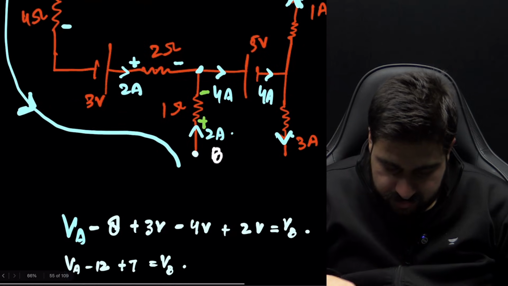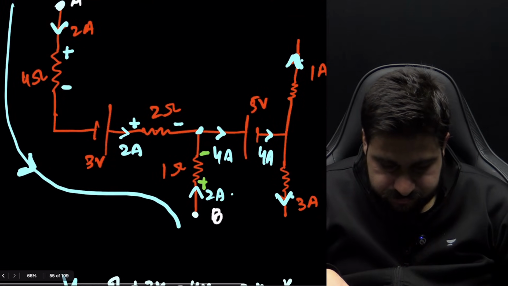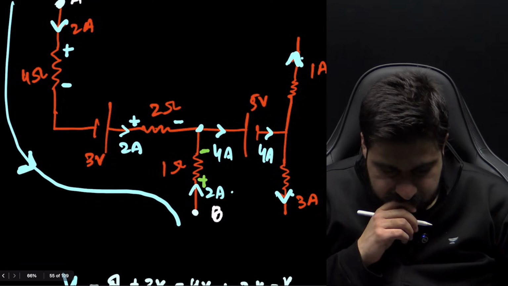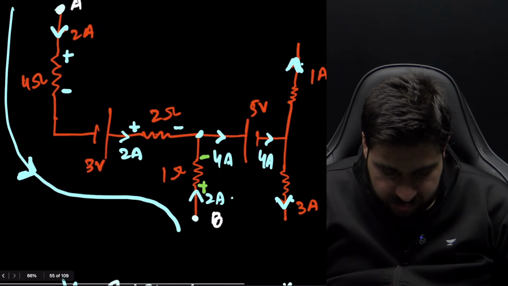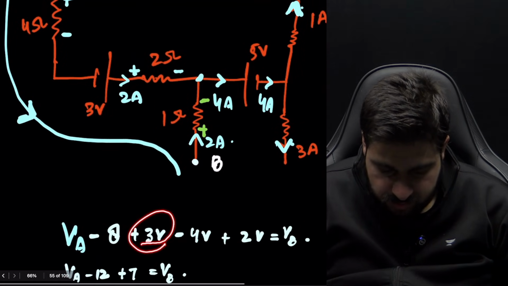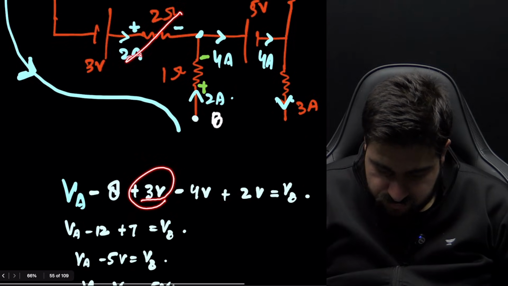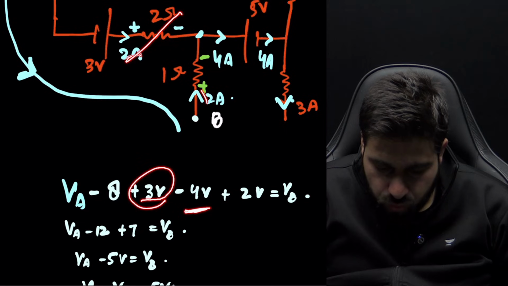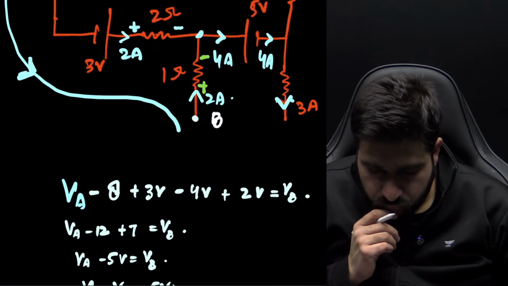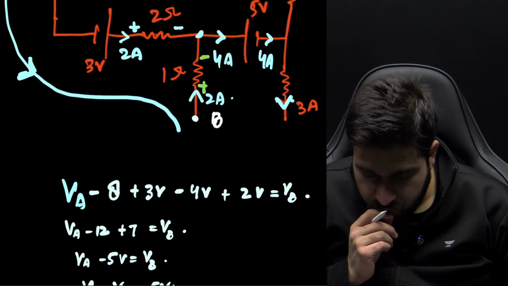Okay. Did I make any mistake somewhere? 2 into 4 is 8. Okay, this is minus 8. This will be plus 3. Okay, this 2 into 2 is 4, minus 4. Then 2 into 1 is 2, and it is plus 2.